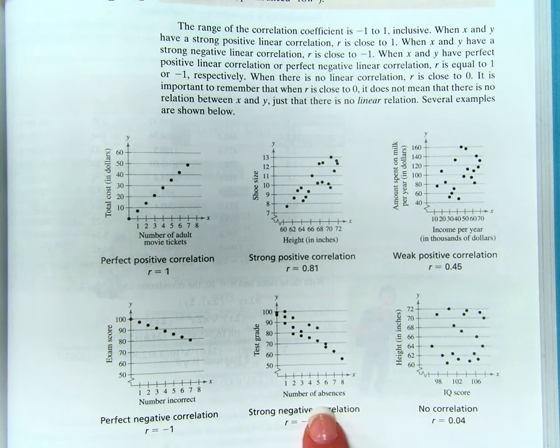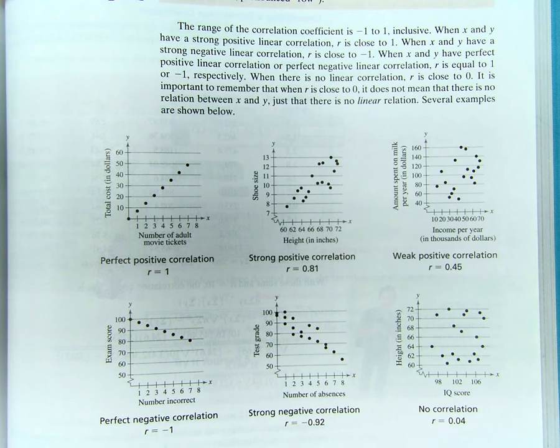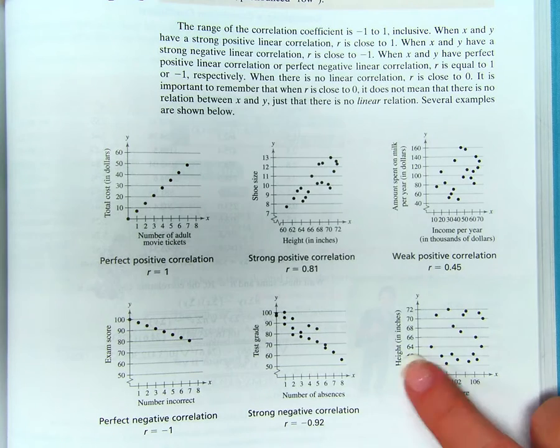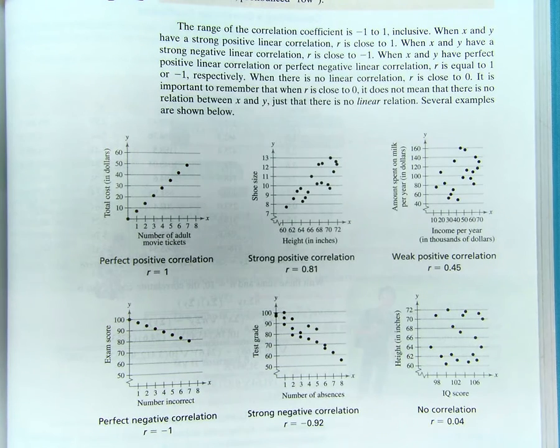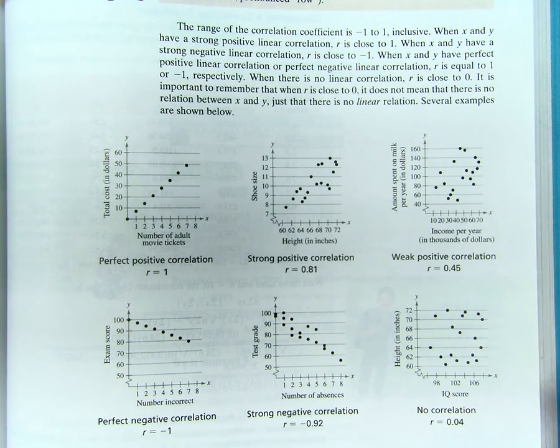Now, it's not a perfect one because there's some of you guys that can still know how to do stuff even when you're absent, right? Okay? But chances are the more you miss, the lower your test grade is going to be, right? No correlation would be your IQ score versus your height. I know some of you disagree with that, but statistically, there's no correlation. Okay?